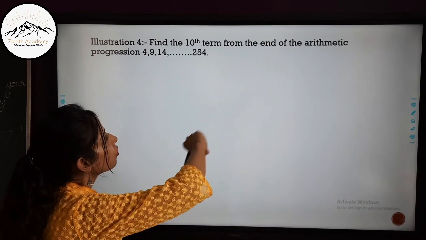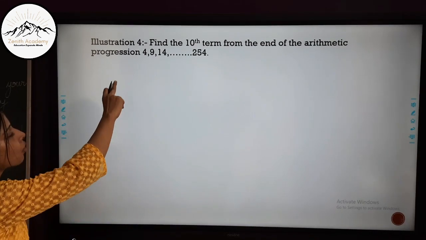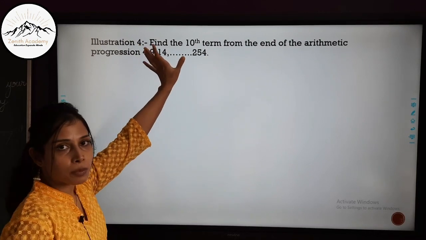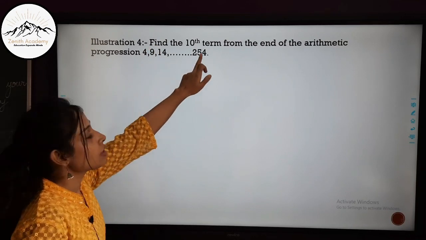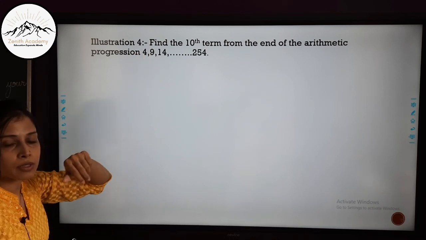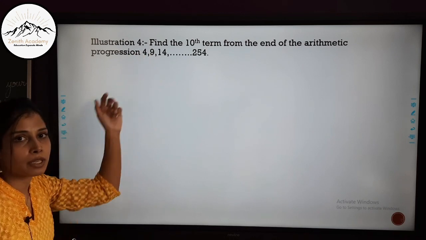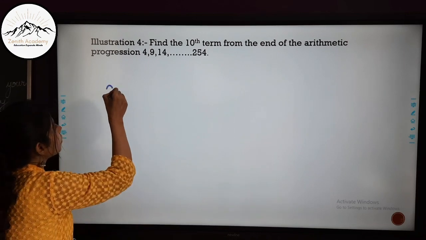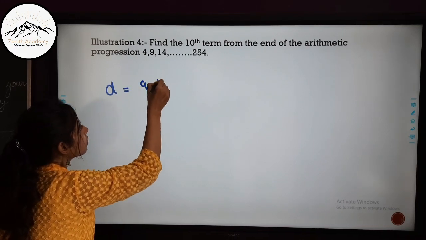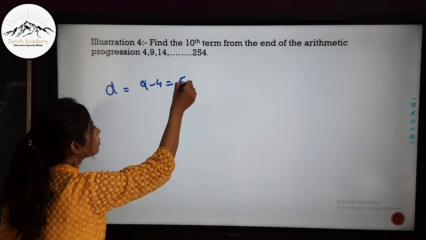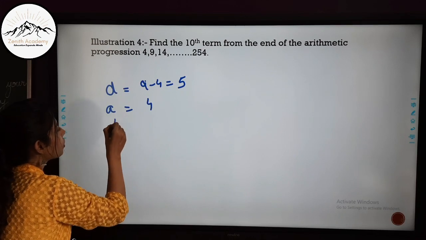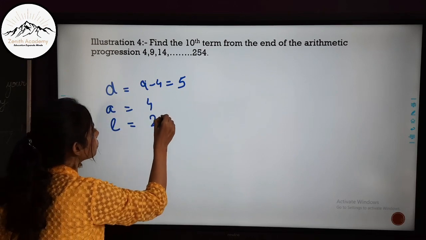Find the 10th term from the end of the arithmetic progression 4, 9, 14 till 254. Now this is an arithmetic progression given to us. We have been given the last number and the first number, and we can find the common difference because this is an arithmetic progression. So what will be the D? 9 minus 4 is equals to 5. Now we know A is equals to 4 and L is equals to 254.